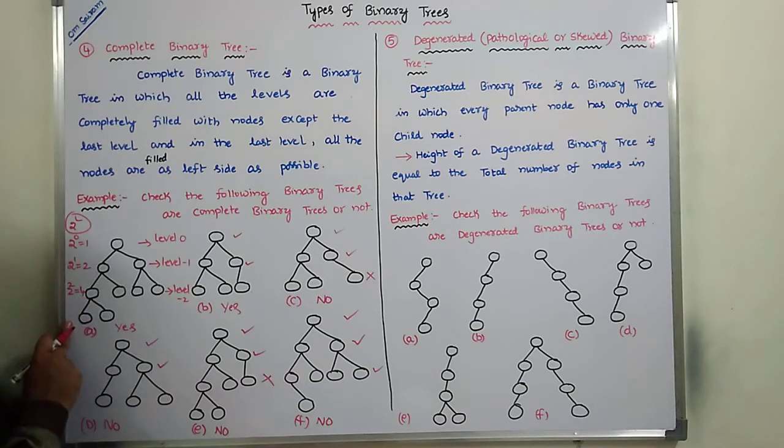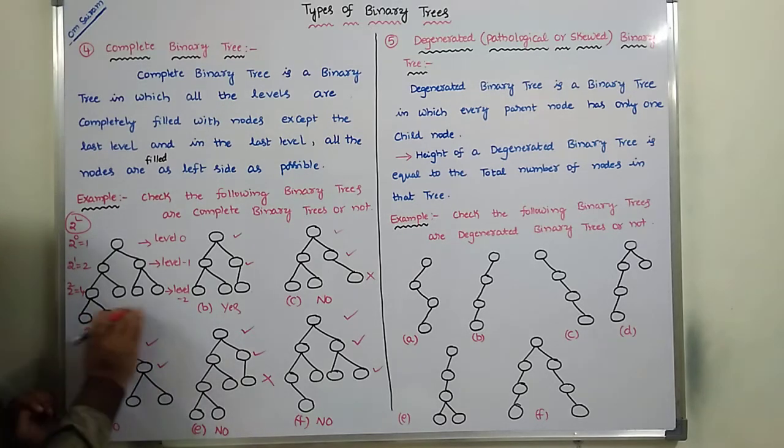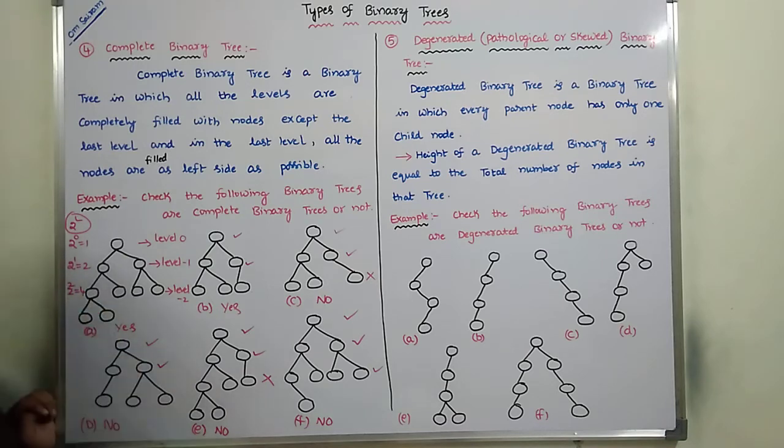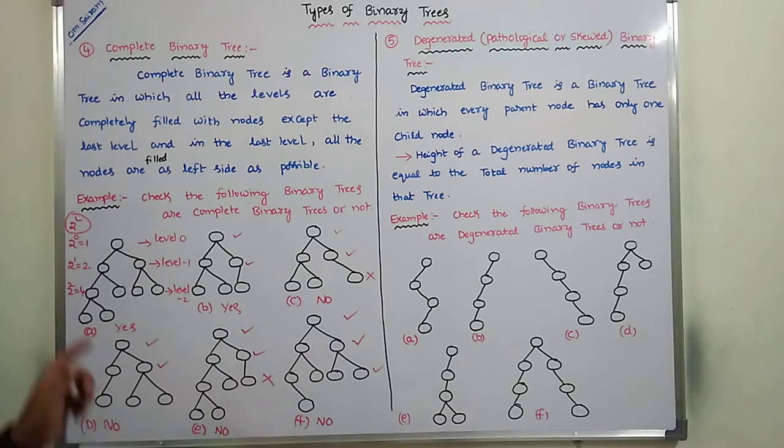First, we have to fill the left child. After that, we have to fill the right child. The nodes are filled as far left as possible in the last level in that tree. Okay, the nodes are filled in the last level from left to right. After filling the left, go to the right. In this way, we have to fill. Because of that reason, it is a complete binary tree.